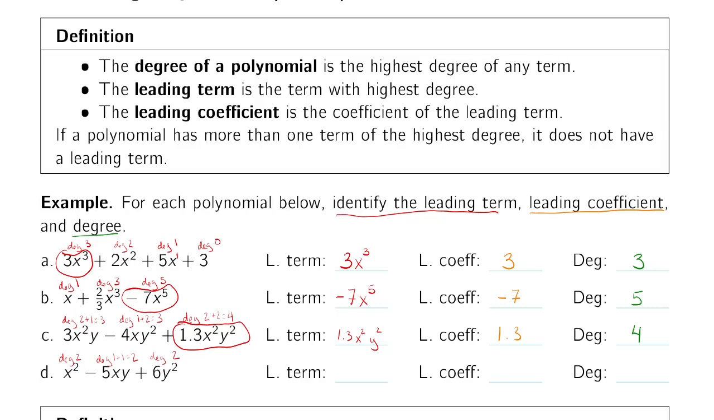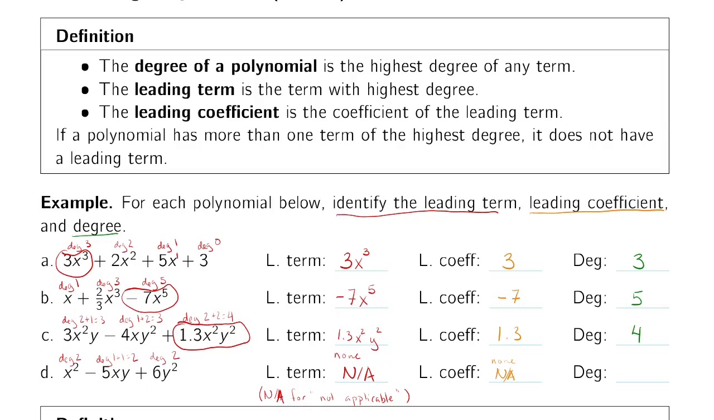There is no single term with the greatest degree, and so there is no leading term. So I'm writing NA for not applicable. You could also just write the word none. That would be fine. The leading coefficient, also not applicable, or we could say none. But there is still a degree, right?